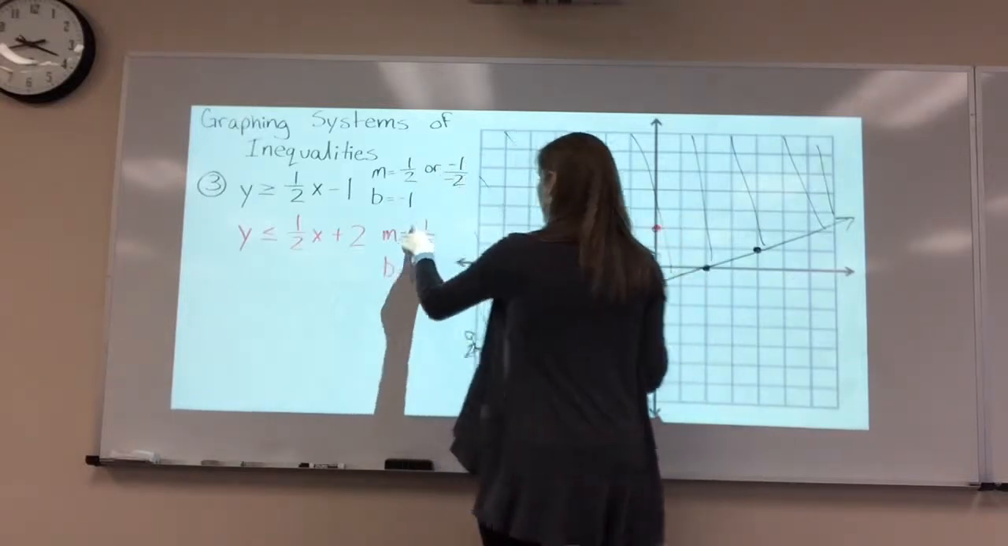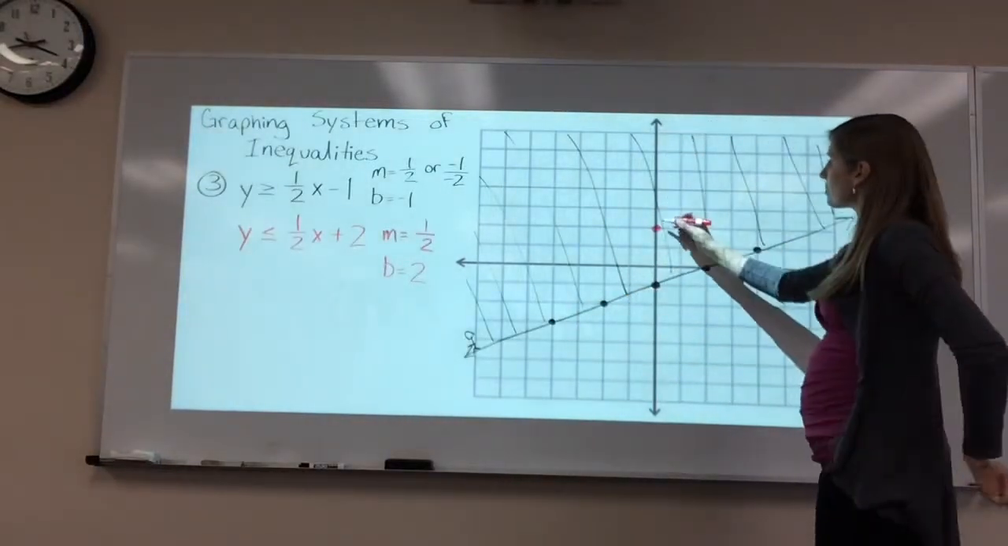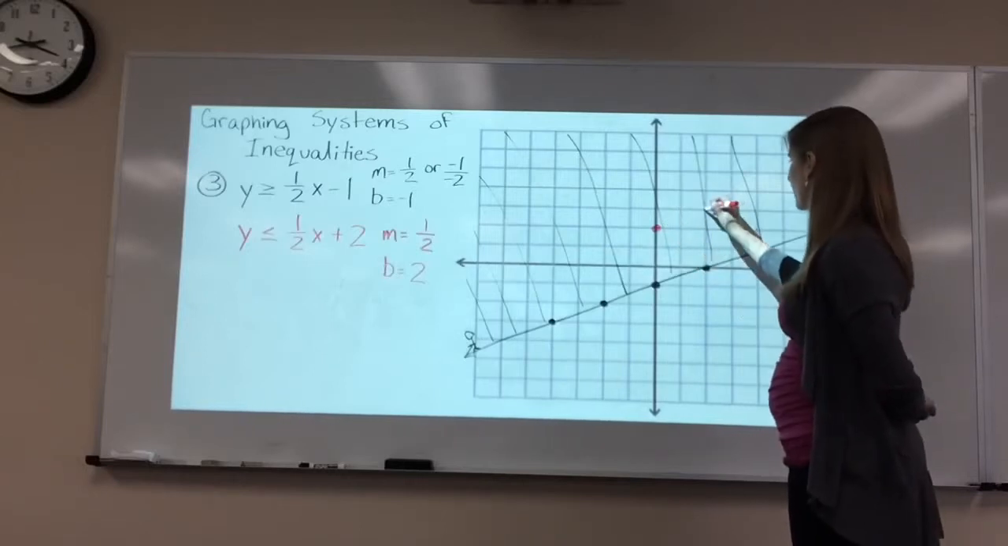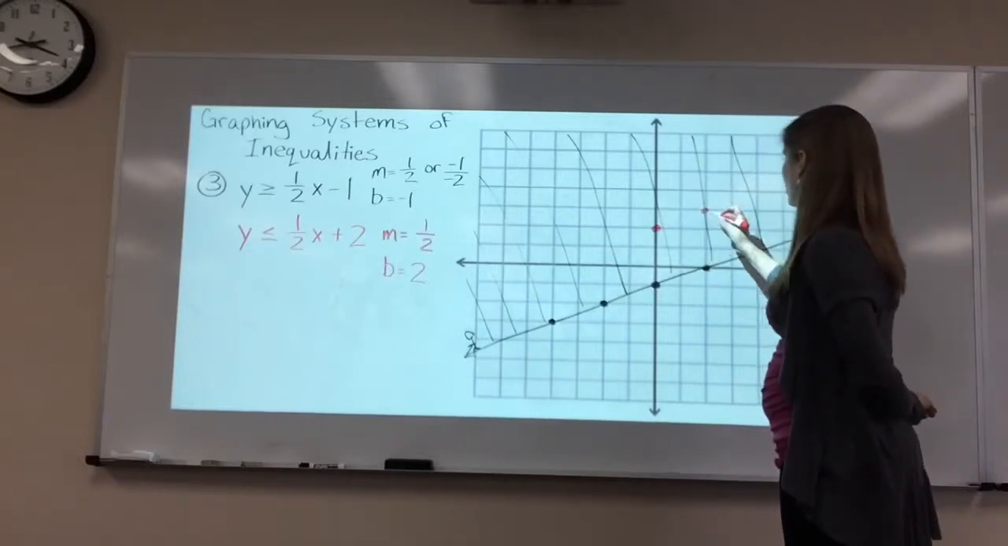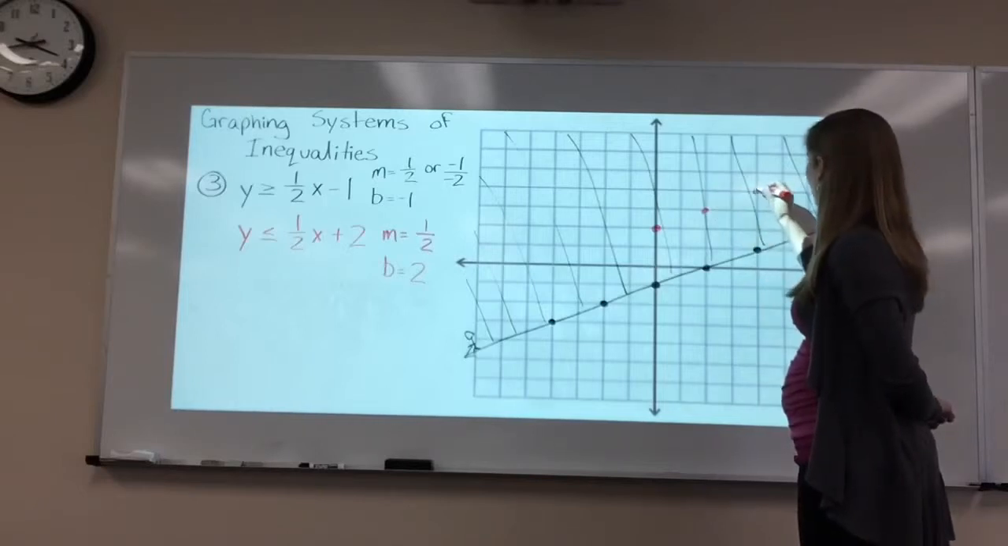My slope is positive 1 over positive 2. A rise of positive 1 means we go up 1. The run is a positive 2, so we go to the right 2, put a point. And we can do it again. Up 1, to the right 2.